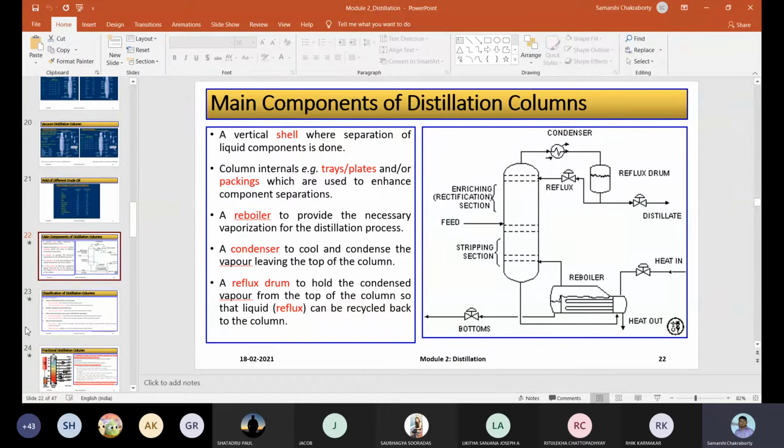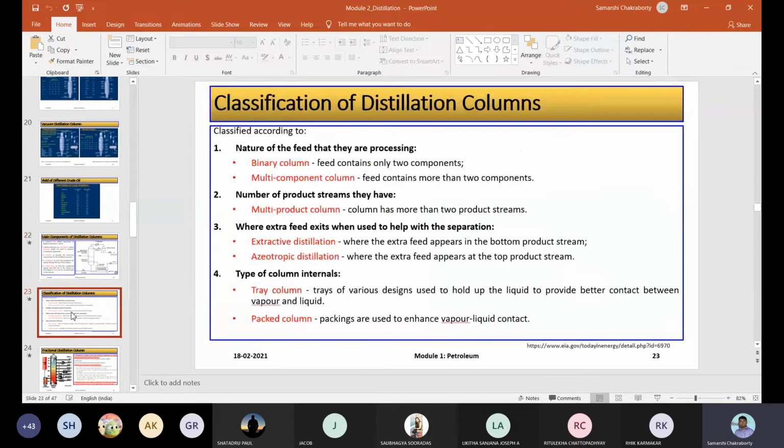So this is basically the internal parts of your distillation column. Distillation columns can be classified into different types. Binary column means only two components are separated. Multi-component is where the feed contains more than two components. Distillation is basically separating components based on boiling point. If your feed has two components, you call it a binary column. If your feed contains more than two components, you call it multi-component.